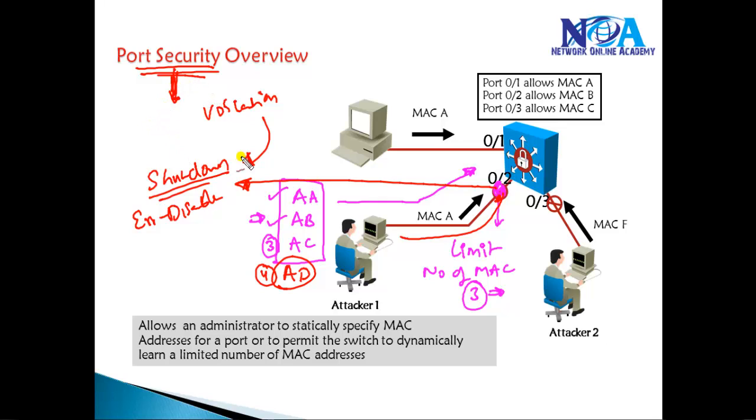In port security, we are going to limit the number of MAC addresses that can be learned on a specific port. If anyone violates that rule, if it learns more than the number of MAC addresses we define, it's going to simply put the port into error disabled state.